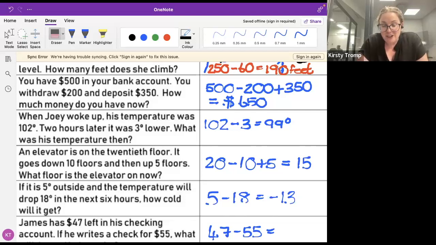Okay. So I'm going to say 500 minus 200 because I'm going to have less money. So 500 was in my bank account. I took out 200. So I withdrew. I minus 200. And then I deposited. What does it mean when I deposit? Deposit means I put money in. So I added 350. And when I added that all together, it gives me 650.